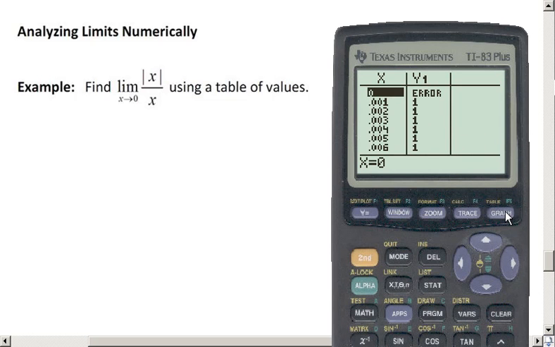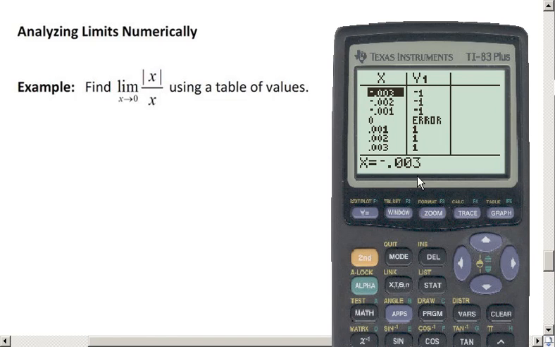And you can see that at 0, it's not defined. And again, that shouldn't be surprising. We have a variable in the denominator of a fraction. When we put 0 in, we'll be dividing by 0. And so it's no surprise that 0 is not in the domain of the function. But look at this.